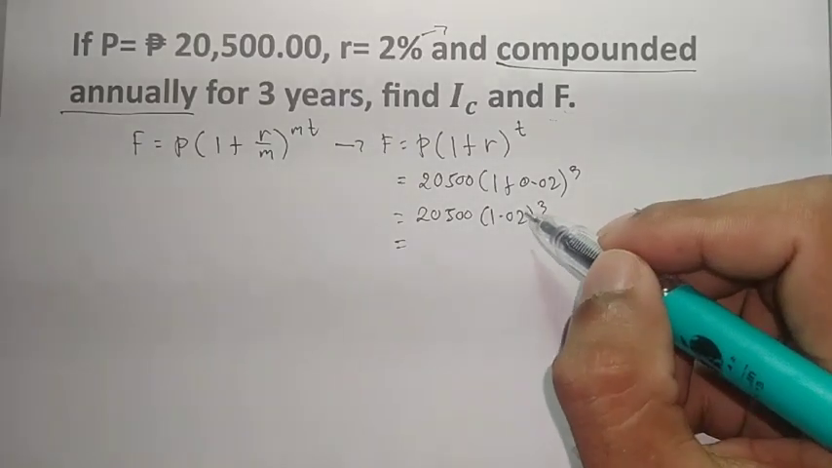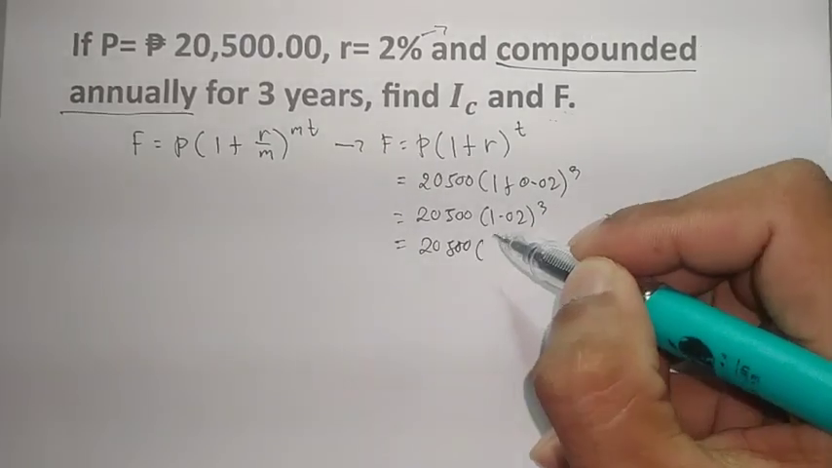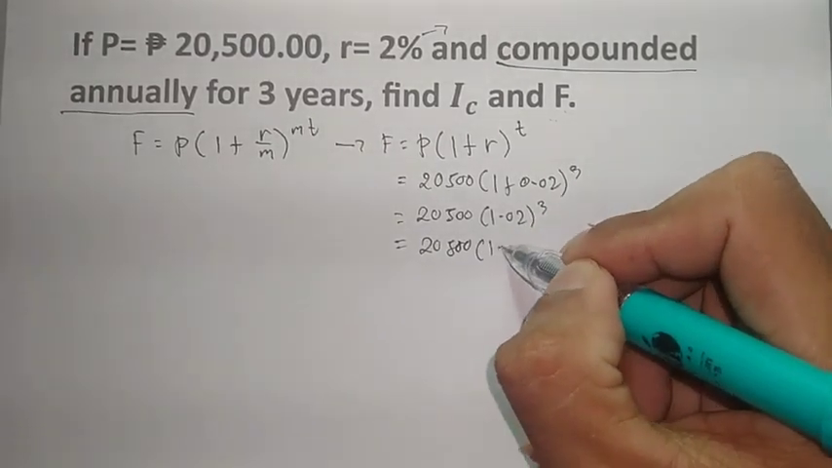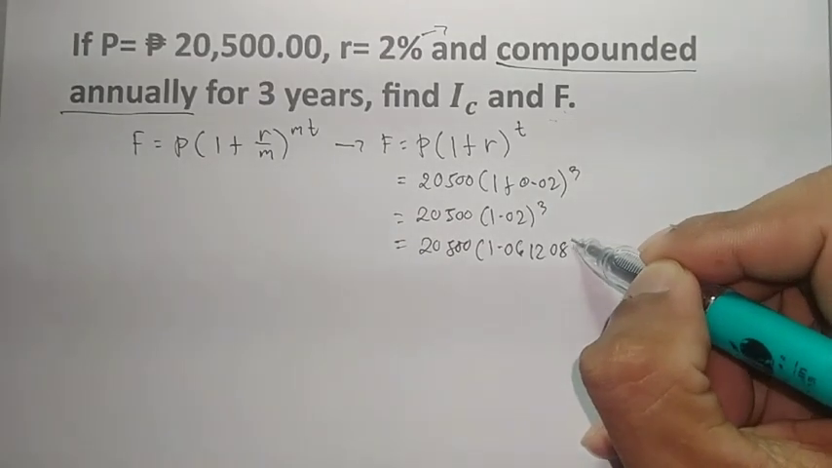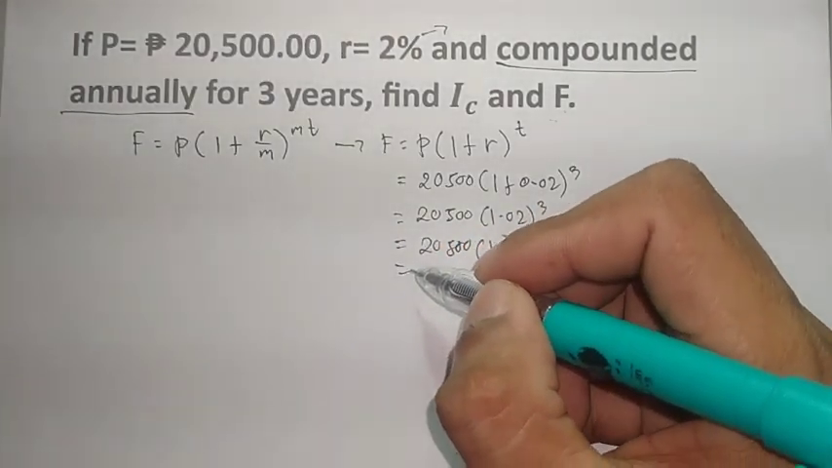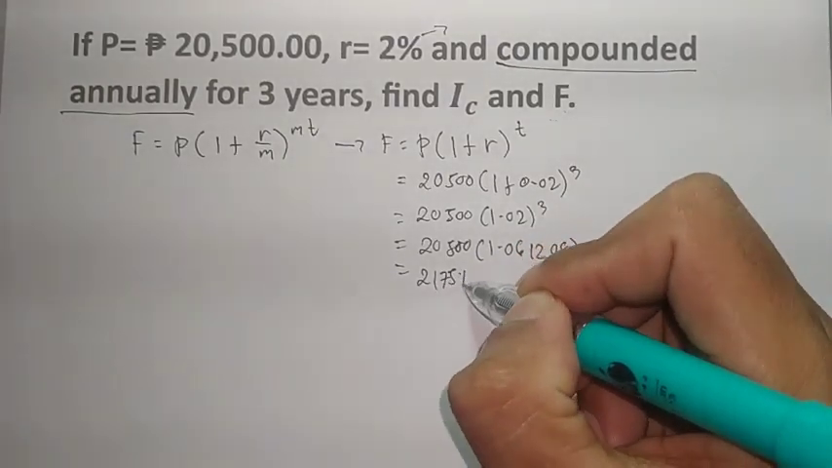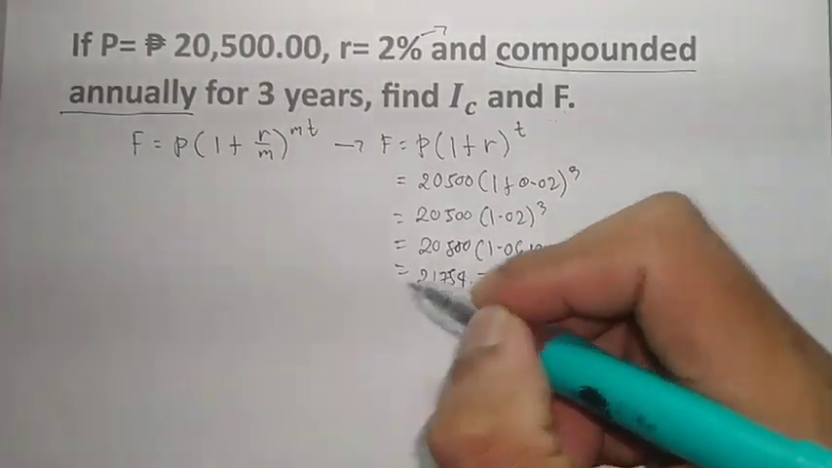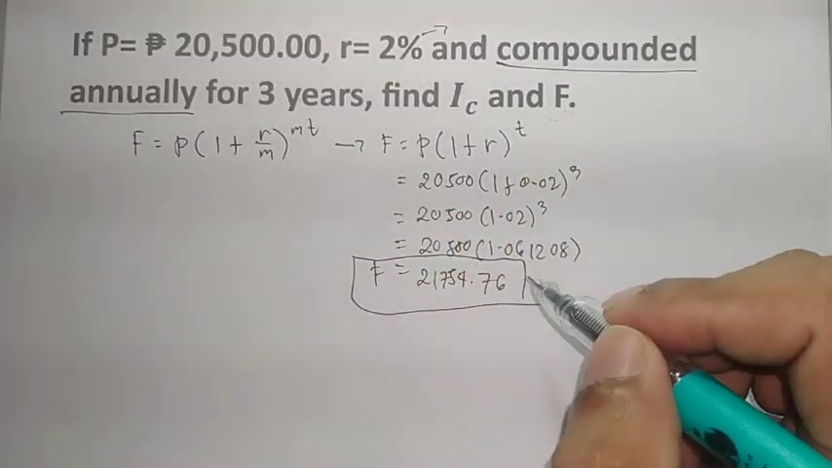Okay, so if we do that, we will have 20,500 times 1.061208. After that, we simply multiply and it will become 21,754.76. So this is the future value.